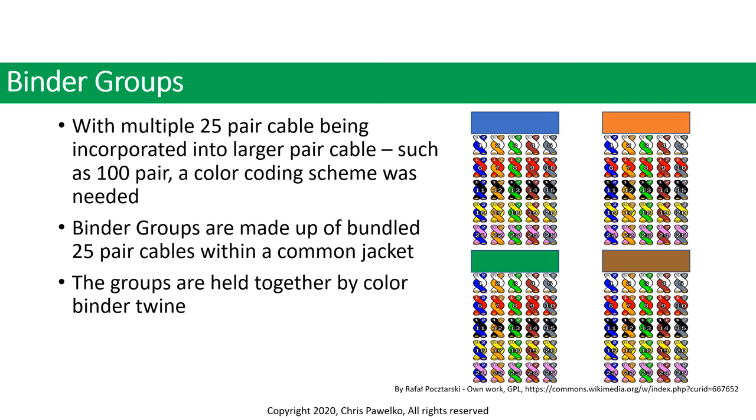For example, if we look here, we do have four different groups. This is an example of 100 pair. So we have four separate groups: a blue binder group, a green binder group, an orange binder group, and a brown binder group. So this is how a 100 pair cable is segmented up into its 25 pair individual groupings.